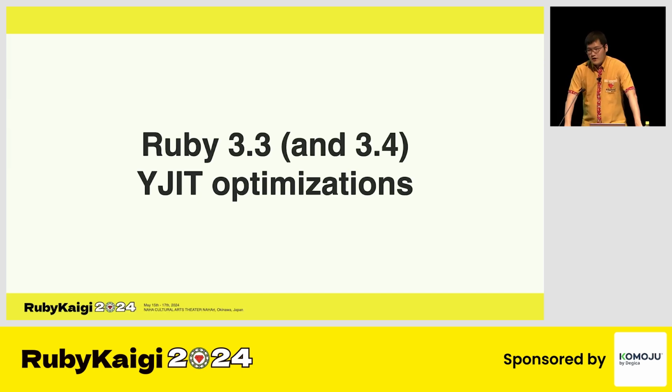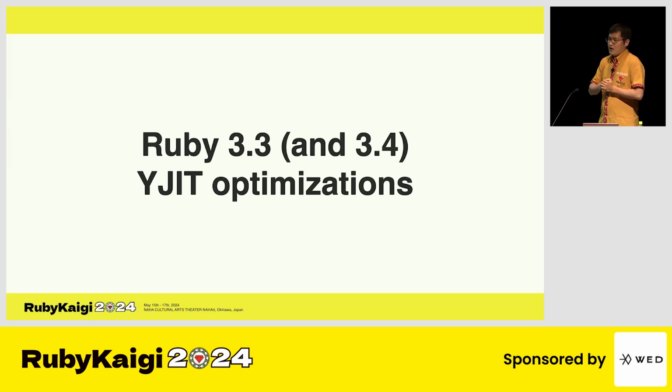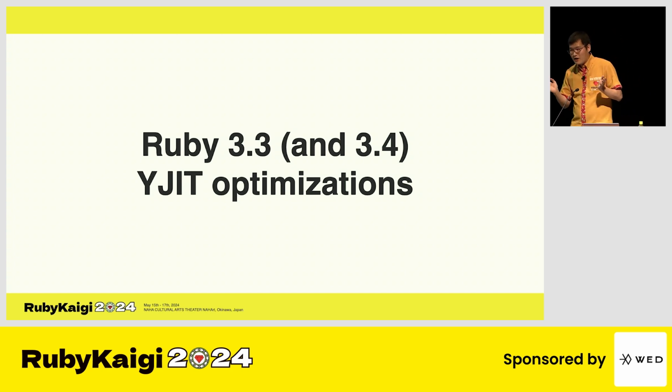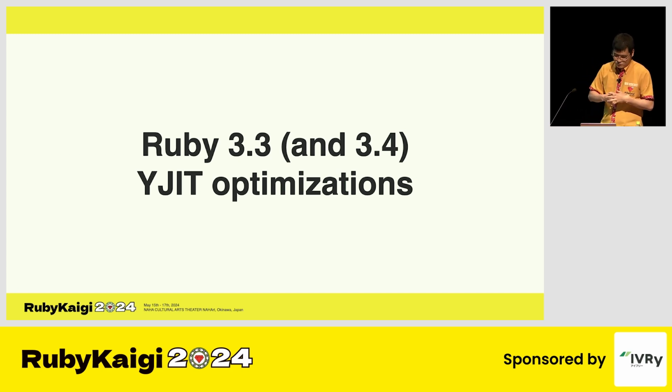So the next part, the second part, is going to be about what kind of YJIT 3.3, Ruby 3.3 improvements we made in the latest version, so that I want you to understand why YJIT is getting faster over version upgrades. I want you to use the latest version, and I want to convince you to use that in production.